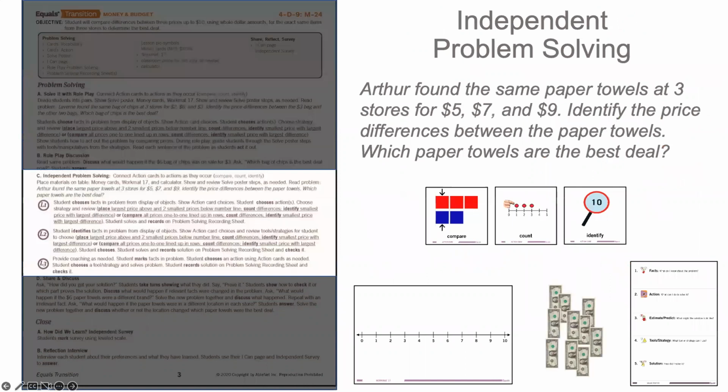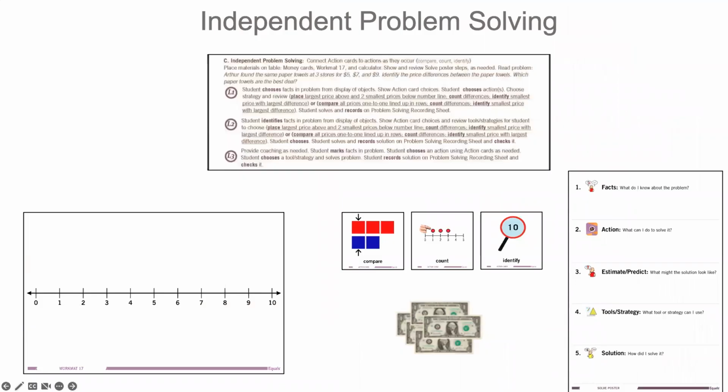Independent problem solving is next. This activity should feel relatively familiar to students as the structure is the same as found in the equals lessons. As with all the problem solving activities, begin by introducing the materials, the solve poster, and reading the problem aloud. Read the top paragraph to know the materials that will be out on the table. Notice it states to review the solve poster steps as needed to support students. The problem is written in italic font consistent with the equals math lessons.